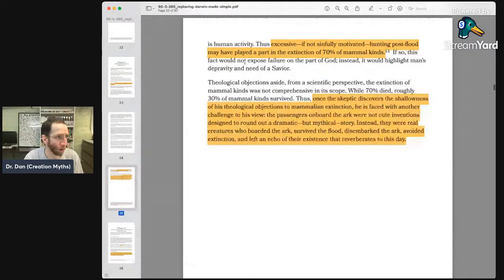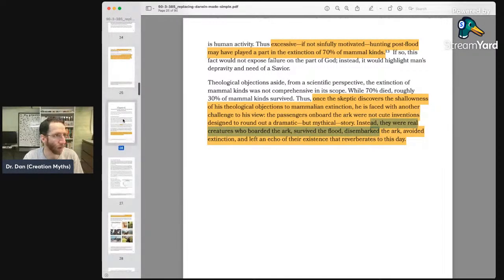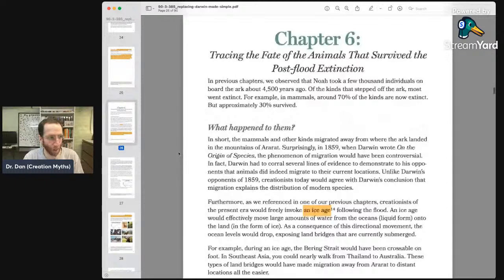Okay, this is a nice short chapter. Okay, so from a scientific perspective, the extinction is not comprehensive. 70% died, 30% survived. Okay, great. Once the skeptic discovered the shallowness, okay, I don't care about the theology. Real creatures, okay, fine. I don't care. Set up the scientific argument. So let's talk about the actual science of what happened post-flood.